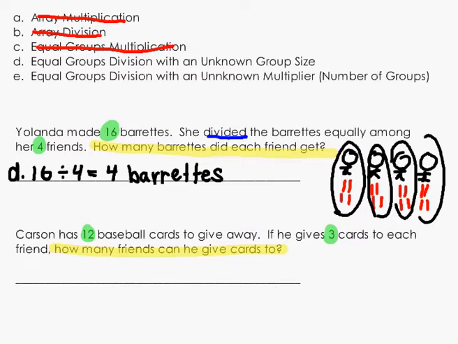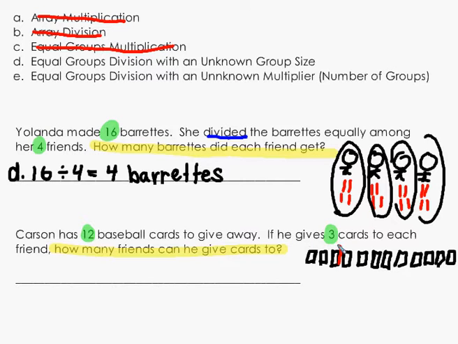Let's use my favorite strategy. Let's draw a picture and see if we can figure it out. So he has 12 baseball cards. If he gives 3 cards to each friend, it will look like this. Let's draw his baseball cards. 1, 2, 3, 4, 5, 6, 7, 8, 9, 10, 11. I'm running out of room. 12. Okay, there's 12 baseball cards there. 3 cards to each friend.